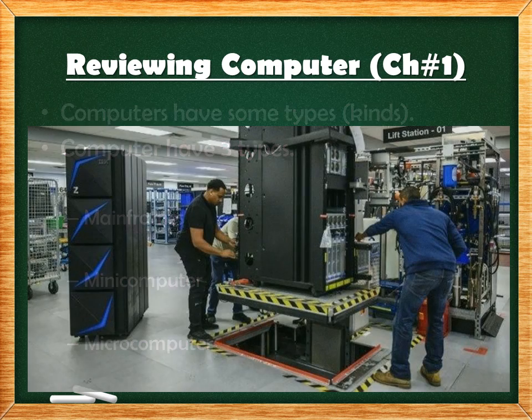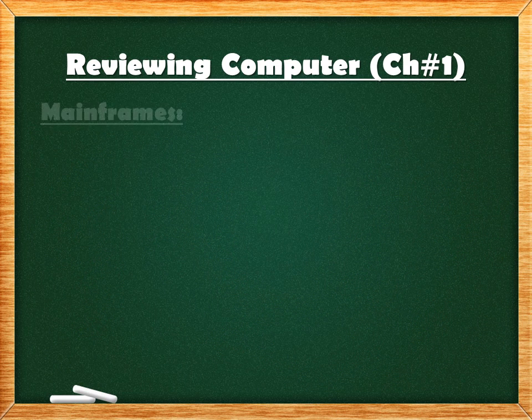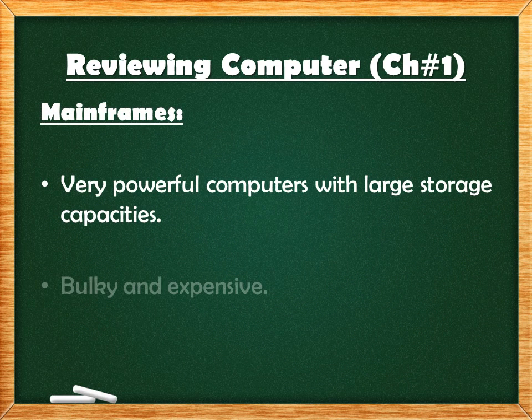The first one, mainframes. Mainframes are very large in size. As you see in the picture, they are very large and very bulky. It's not possible for a single person to move them. Mainframes are very powerful computers with large storage capacity. They have very powerful processing speed with large storage or memory capabilities.